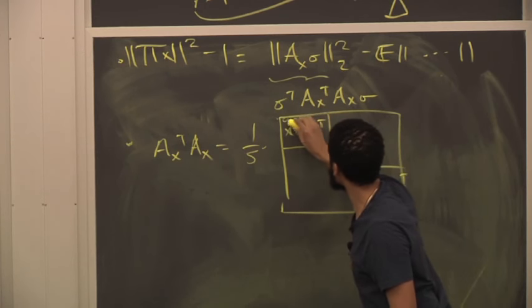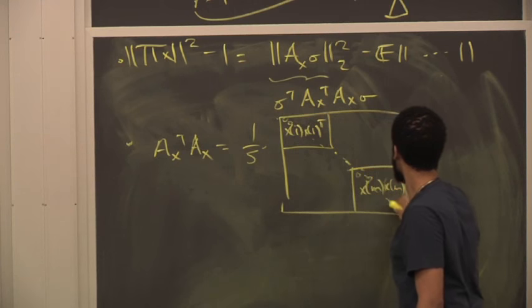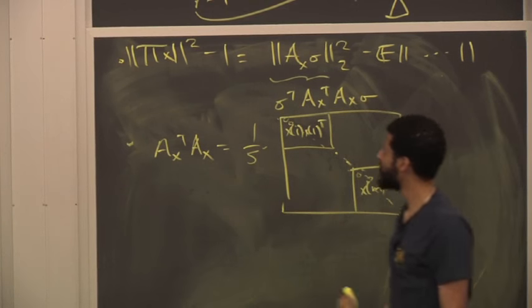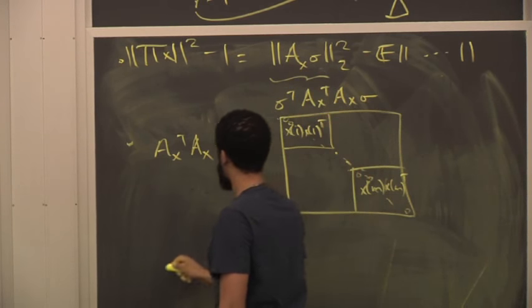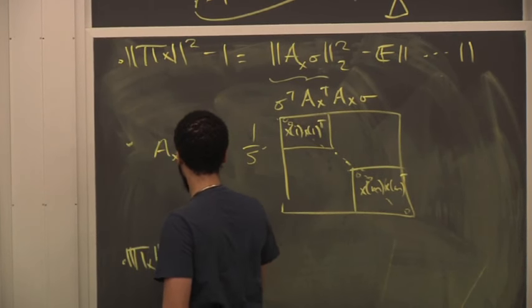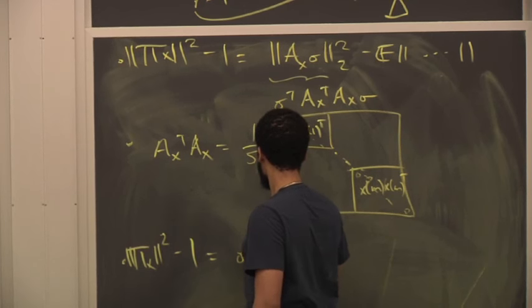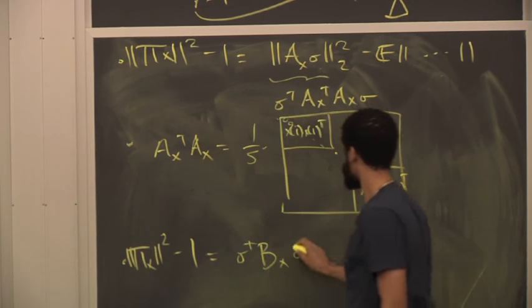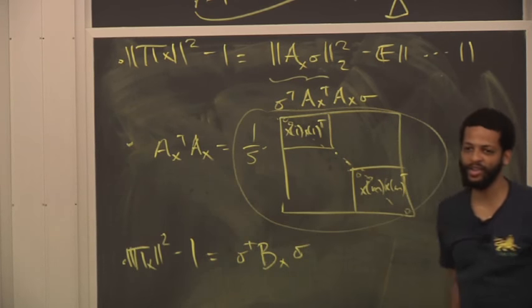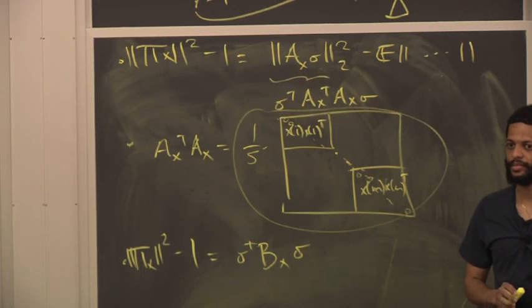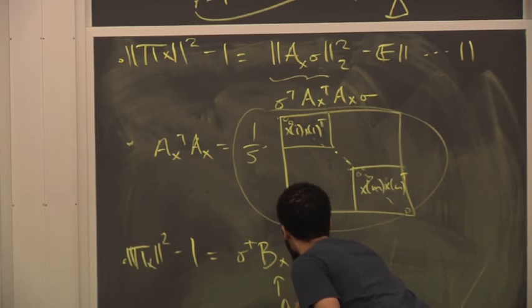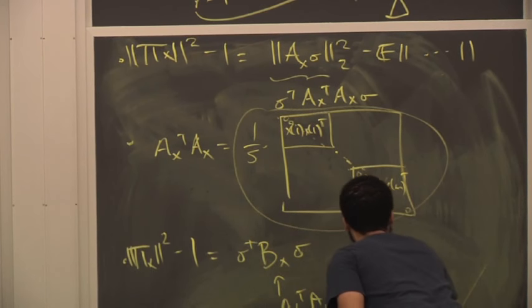So the diagonals are all zeroed out, because the trace exactly gets canceled. The diagonals exactly get canceled. So actually, let me write this thing as the squared L2 norm of Πx minus 1 is exactly equal to σ transpose Bx σ, where Bx is this matrix, but with the diagonals canceled out. Does that make sense? Bx is Ax transpose Ax with zero diagonals.